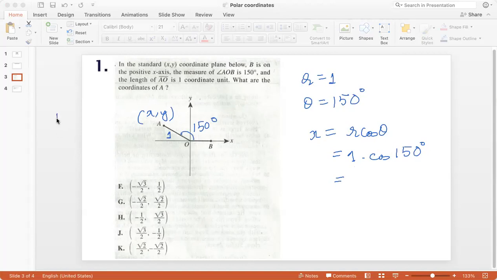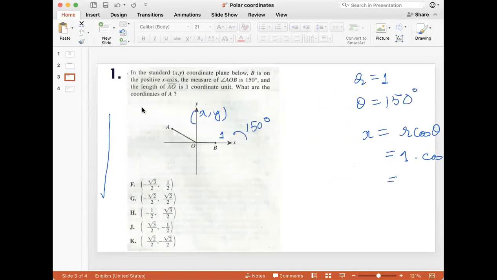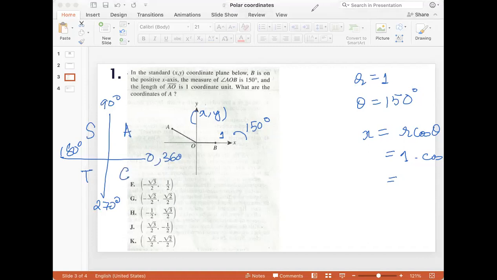Now we know that if we draw the trigonometric plane, 0, 90 degrees, 180 degrees, 270 degrees, and 360, in the first quadrant between 0 and 90, all trigonometric ratios are positive. In the second quadrant, only sine is positive. In the third quadrant, only tan is positive. And in the fourth quadrant, only cos is positive, right? So we know that.